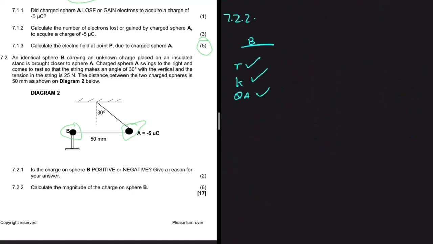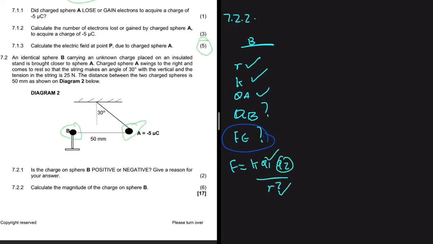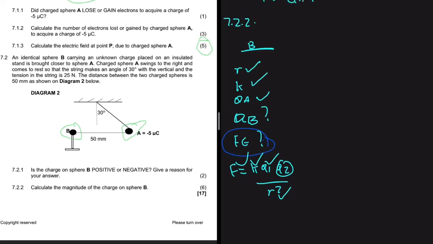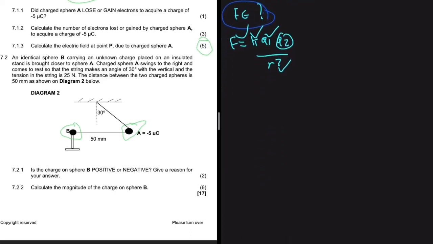and then we don't know the charge of sphere B. That's what we're looking for, right? Another thing we don't know is the electrostatic force between A and B, right? If we can find the electrostatic force between A and B, then we can use F equals K Q1 Q2 divided by R squared, right? We have R squared already. We have Q1, we don't have Q2, we have K. So if we find F, then we can find the charge on sphere B, right? So how can we possibly find that F?